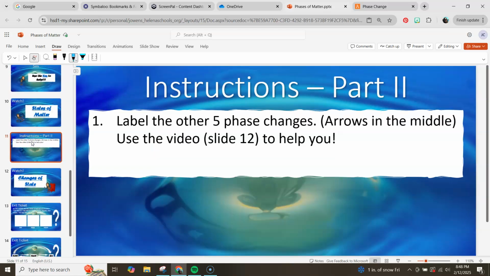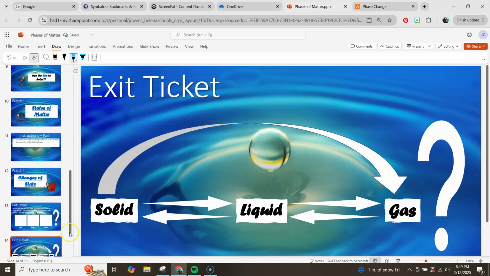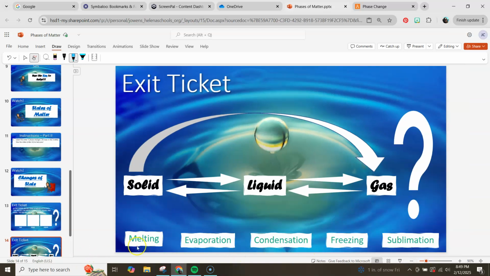For the next part of this, you're going to label the other 5 phase changes. These are going to be the arrows in the middle, and you're going to use the video on slide 12 to help you. You guys can also use your exit ticket on slide 14 as kind of a word bank. Let me zoom out just a little bit more. Okay, where we have melting, evaporation, condensation, freezing, and sublimation. So you're going to learn about those from the video on slide 12.